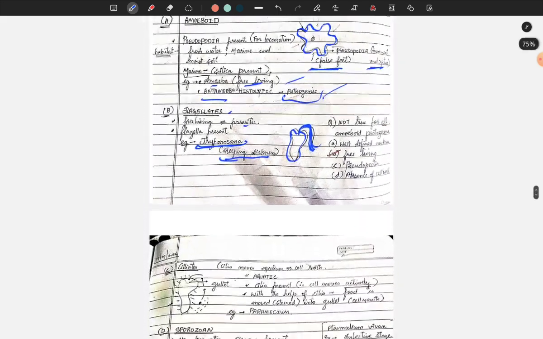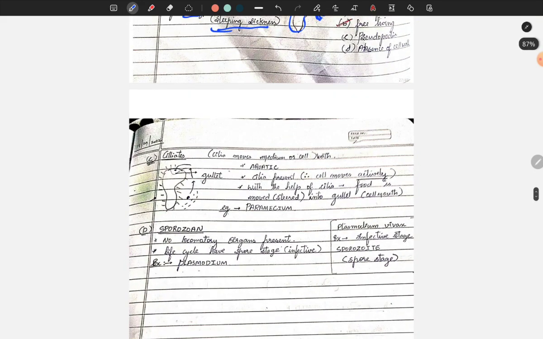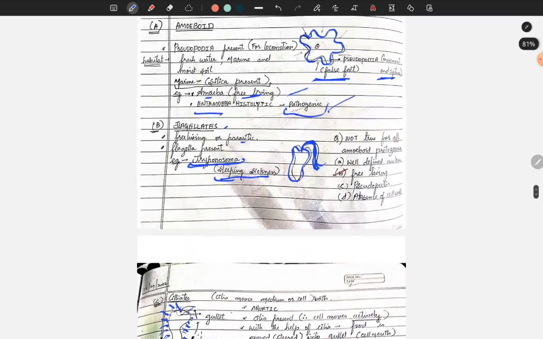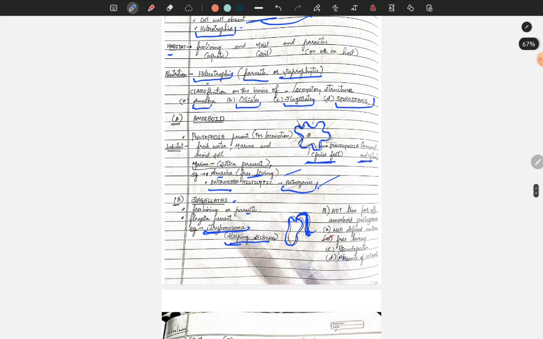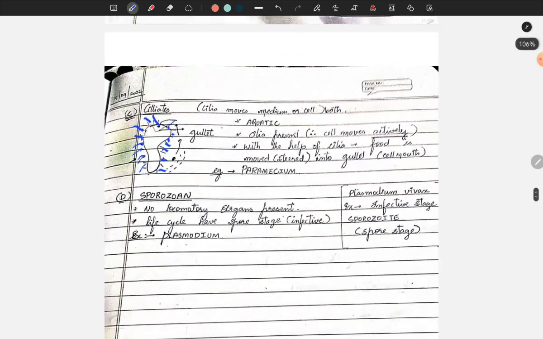Now, guys, coming to ciliates. What do ciliates mean? Cilia move the medium or the cell, or both. Cilia means, see, guys, these small tiny structures are there, right? These are the cilia, which are a locomotory structure. Yes, the main classification is based on locomotory structures, right? Yes, cilia is a locomotory structure here, which moves the medium or the cell, or both.